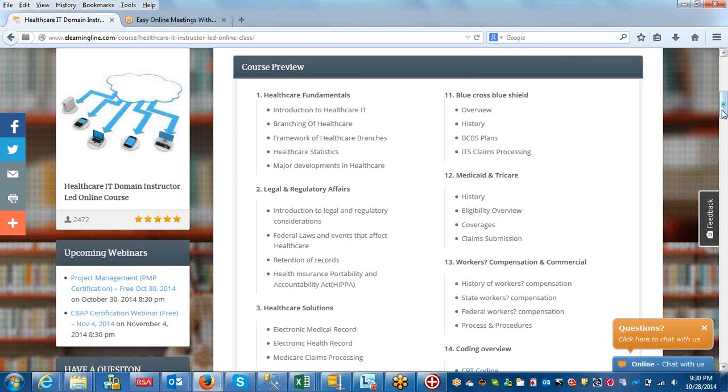So let's understand the basics first, and then we talk about little details. As you see here, the healthcare fundamentals. First we will walk you through to familiarize you with what you should know. What are the alphabets of healthcare IT?